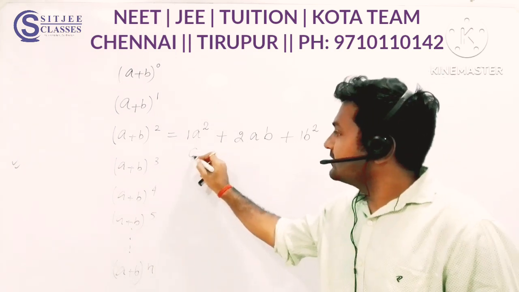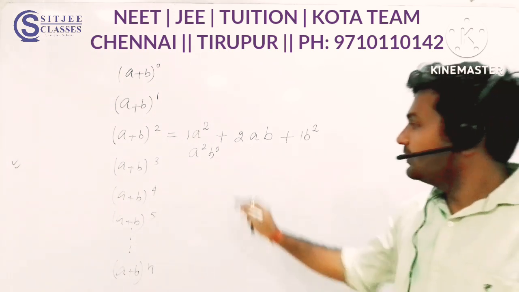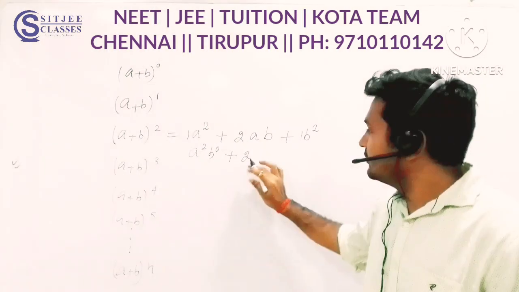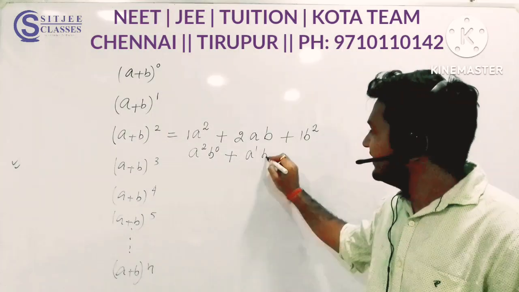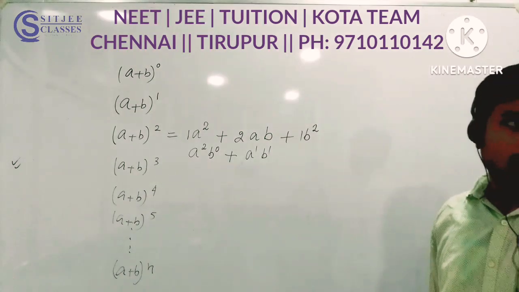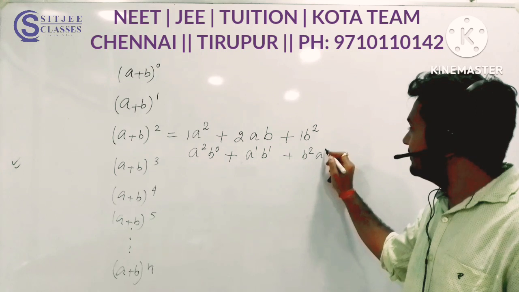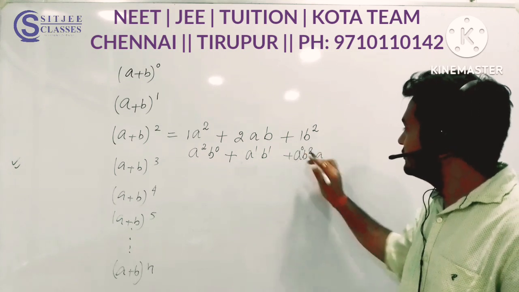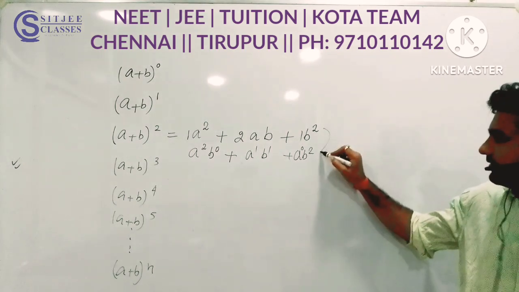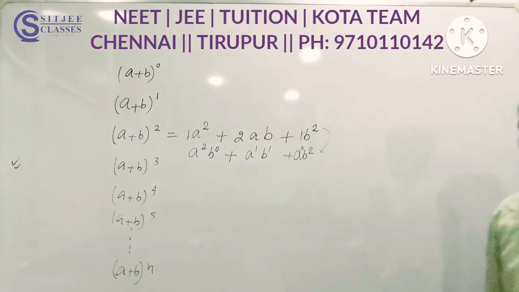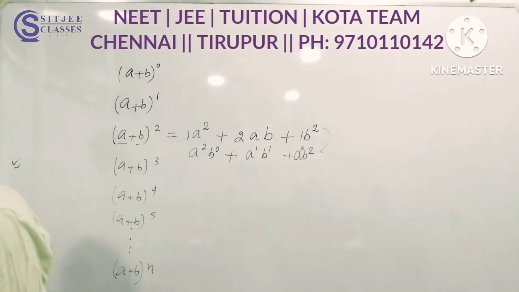So can I write this as a square b to power 0? Yes or no? Next, 2 I am not writing. I don't want numbers. Just let me write these alphabets, variables. a to power 1, b to power 1. Similarly, can I write here b to power 2, a to power 0, or I can write like this, a to power 0, b to power 2. What we noticed here is, when we write these variables, a is the first variable and b is the second one. Yes or no?